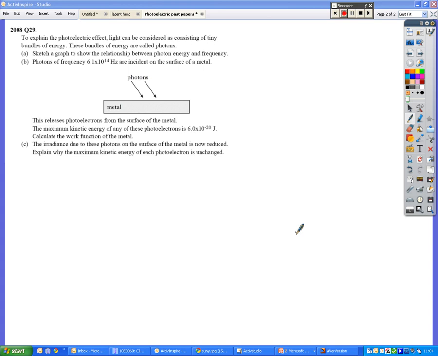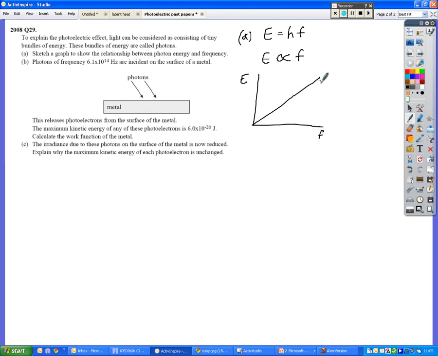This example actually says: to explain the photoelectric effect, light can be considered as consisting of tiny bundles of energy, and those bundles of energy, as we know already, are called photons. First part there, sketch a graph to show the relationship between photon energy and frequency. Well, we know that the energy a photon has is equal to hf. h is a constant, so we can say that energy is directly proportional to frequency. Direct proportion gives us a straight line through the origin, so your graph is going to look something like that.